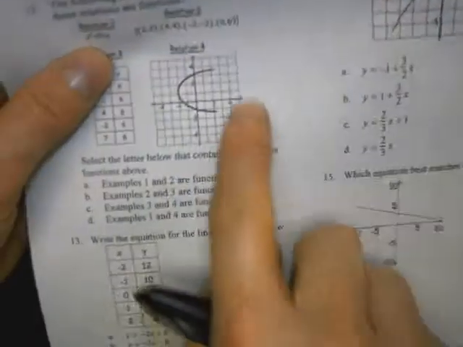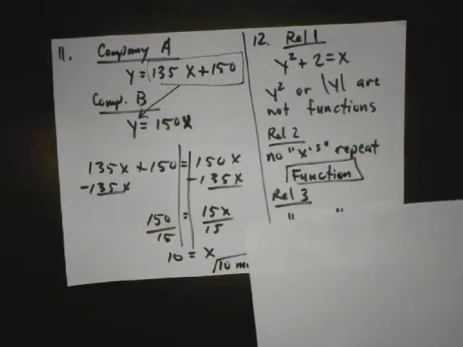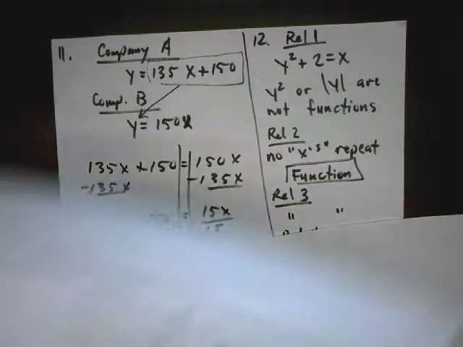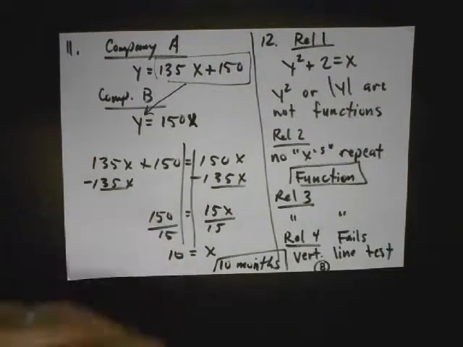Relation 2, they give you a set of points. And in relation 2, I see none of my x's repeat. It doesn't matter if my y's repeat. If my x's don't repeat, it is a function. Relation 3, again, none of my x's repeat. That's a function. Relation 4, that's a graph. If I do my vertical line test, 1, 2, it hits it more than once. It fails the vertical line test, so my answer for that is B.